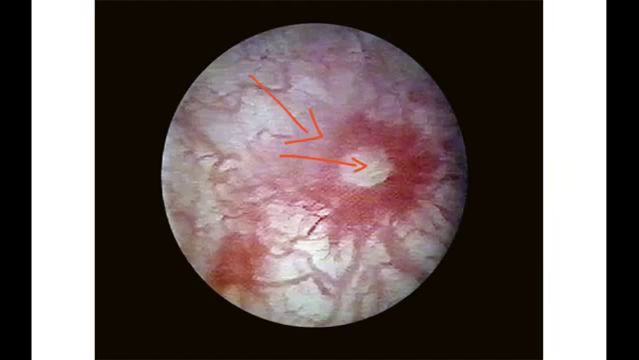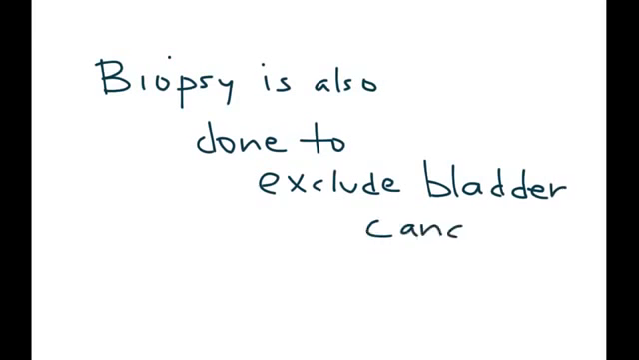And while you are doing the cystoscopy, you can also do a biopsy to exclude bladder cancer. So a small sample of the inside of the bladder wall is snipped off and sent to the lab so that they can look under a microscope and see if there are any cancer cells.